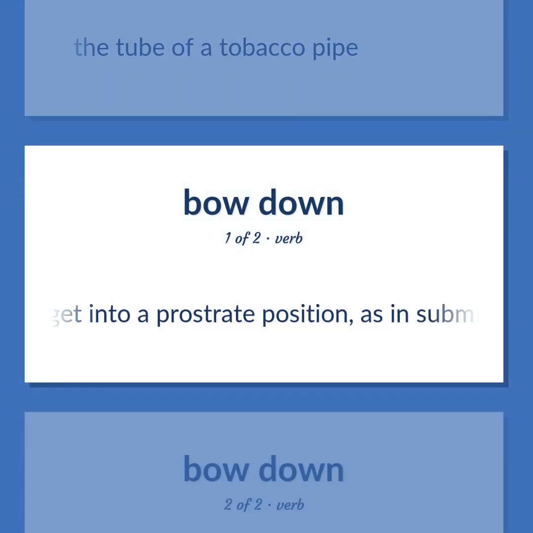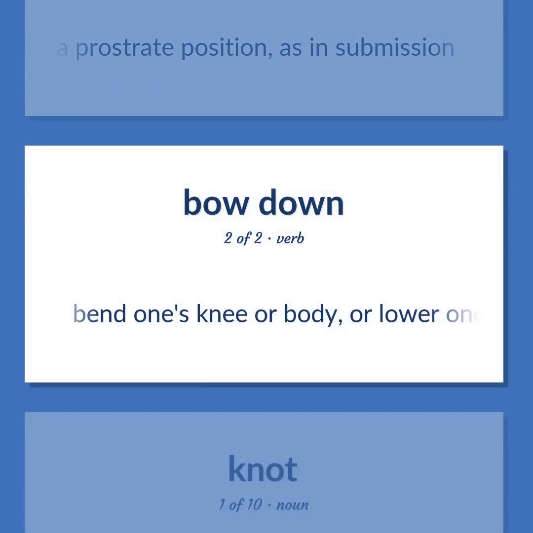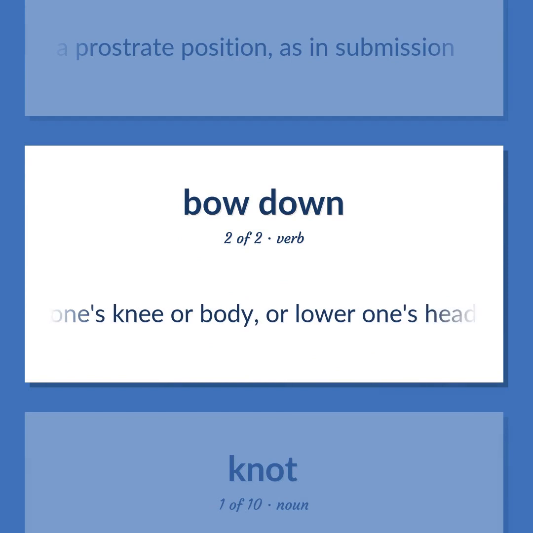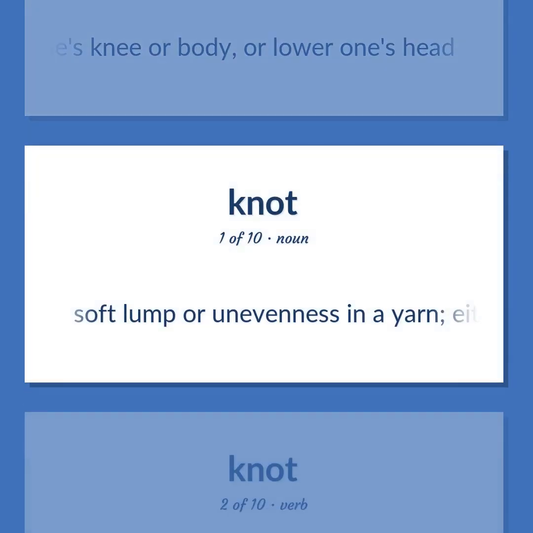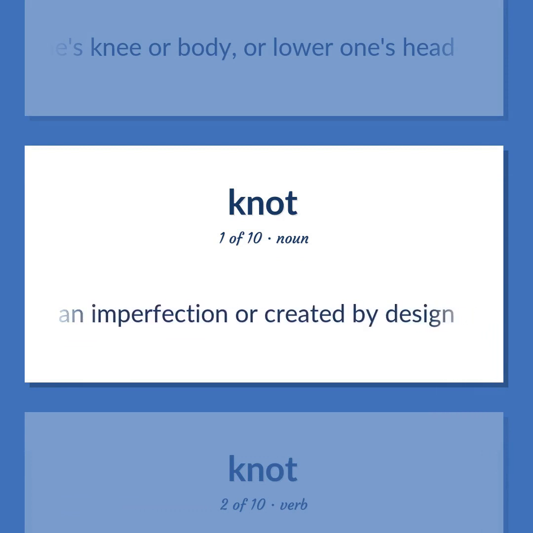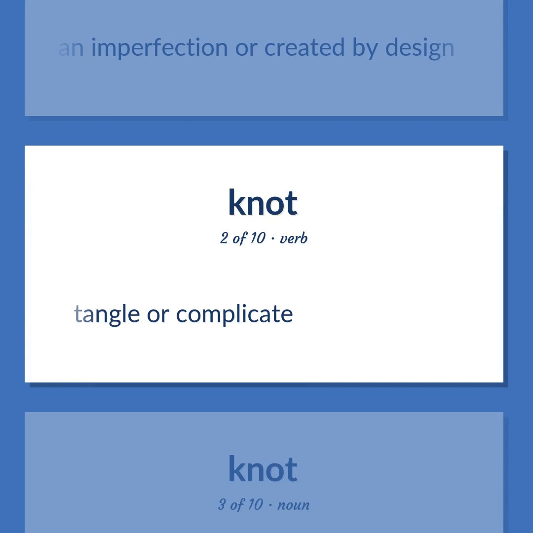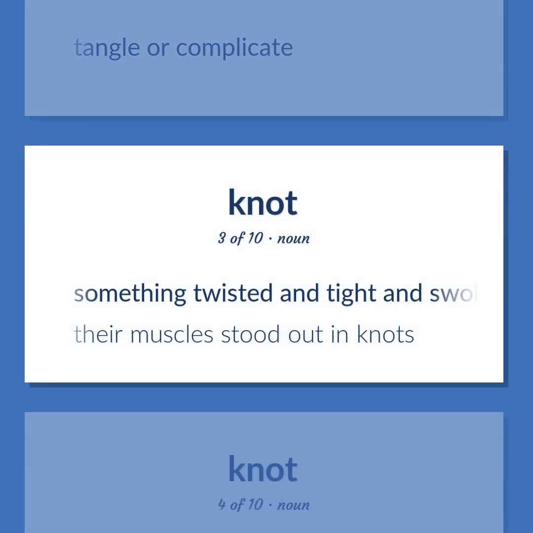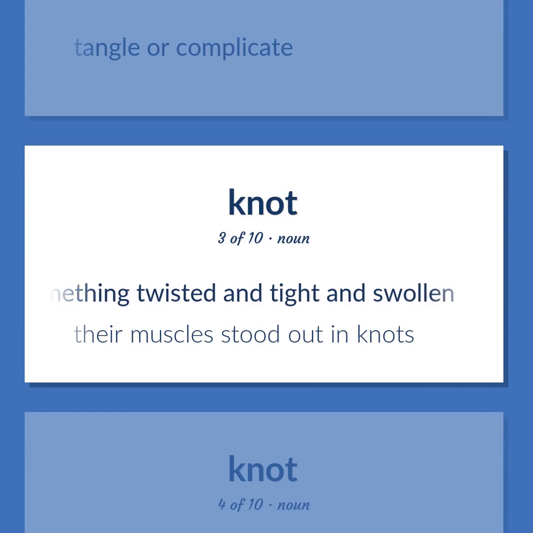Get into a prostrate position, as in submission. Bend one's knee or body, or lower one's head. Soft lump or unevenness in a yarn, either an imperfection or created by design. Tangle or complicate. Something twisted and tight and swollen. Their muscles stood out in knots.